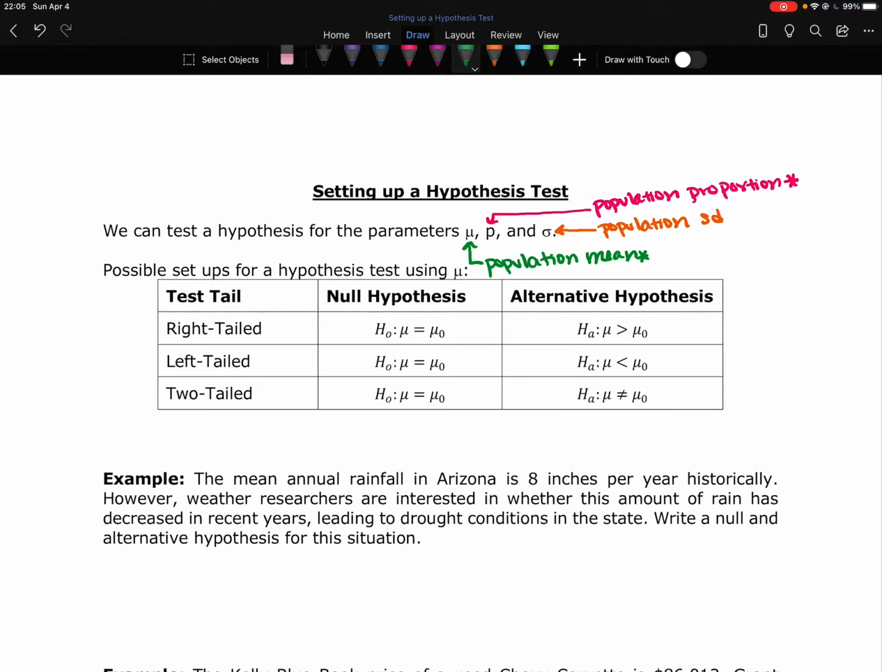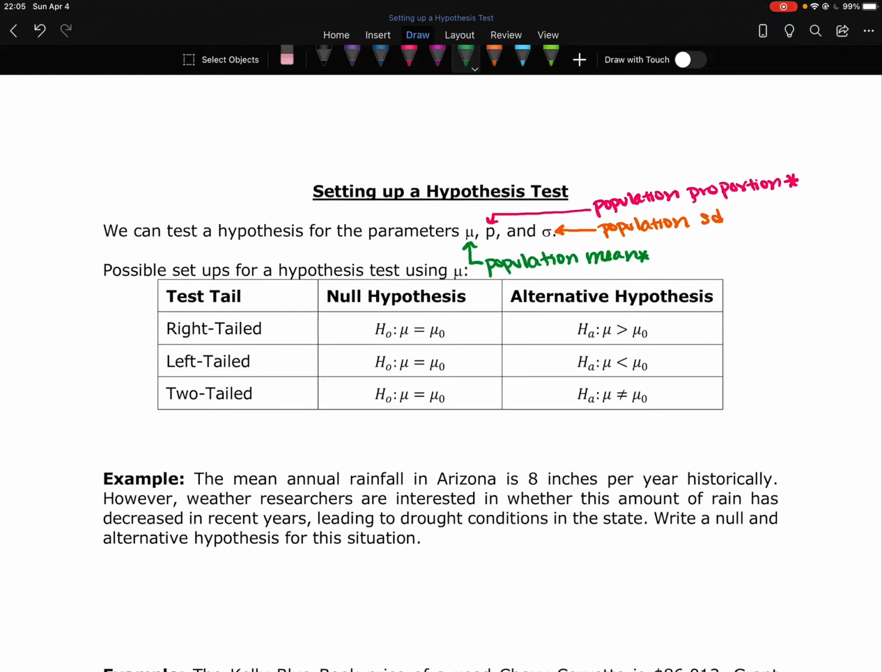We are going to focus mainly on, well, only actually on the proportions and the means. We are not going to look at how to do the hypothesis test on the population standard deviation. And actually, you can do hypothesis tests on other values. These are the 3 most common ones. But we're only going to look at the mean and the proportion. But just know that there are ways to do tests on the standard deviation as well.